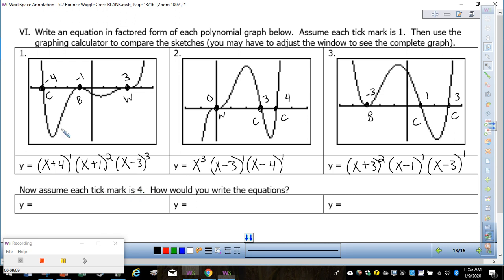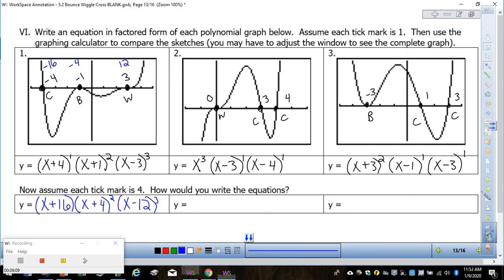Now for the last part, it says assume that each tick mark is 4. How we'll write the equations is that, instead of these being the way that we originally labeled them, if each tick mark represents 4 spaces, this would actually be -16 instead of -4. This one would actually be -4 instead of -1. Over here, that would actually be 12 instead of 3. So it's very simple. We're just going to multiply all of the numbers that we had before by 4. Otherwise, it's going to look essentially the same.